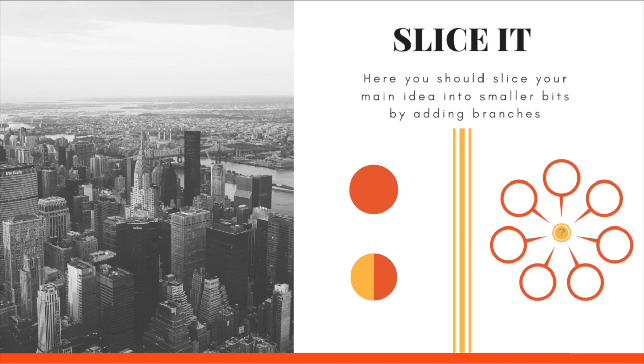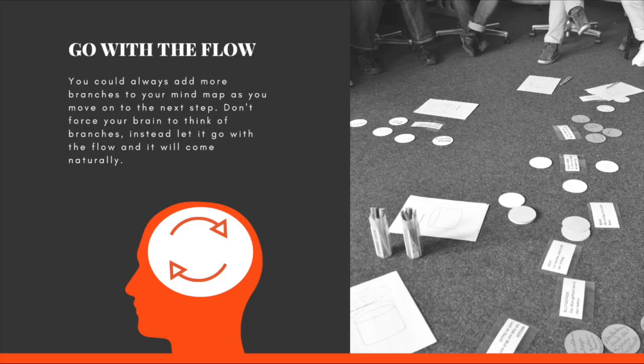And lastly, you need to go with the flow. You could always add more branches to your mind map as you move on to the next step and the next step. Don't force your brain to think of branches. Instead, let it go with the flow, and it will come naturally. So when you write the main idea and then you figure out 2 of these branches, don't just sit there and think, okay, what other branches, what other ideas do I have related to this main idea, and think about it for an hour. Think about it for a bit.